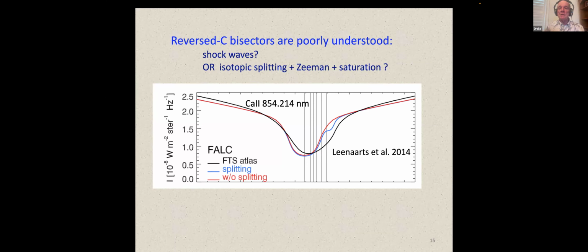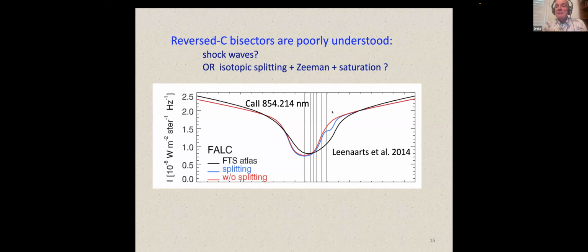Another possible explanation, there's this paper in 2014 by a solar group, I believe they're in Denmark, in which case if you combine isotopic splitting, Zeeman effects, and line saturation, you can get reverse C bisectors. And the way this works, so the black curve here is the measured spectrum of this line with an FTS. And then there are two modeled curves with and without splitting in blue and red. And these gray vertical lines are the positions of the line in different isotopes.